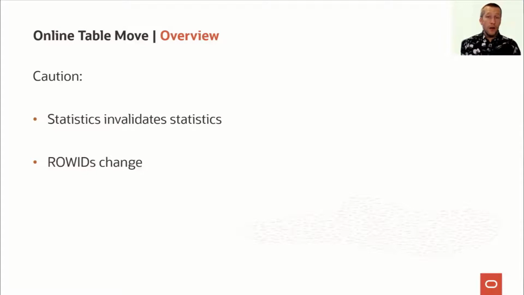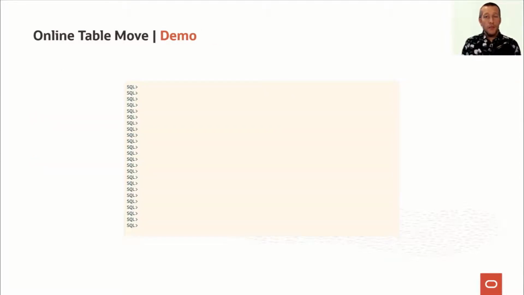Something you need to be aware of is that when you use alter table move, it invalidates the statistics. So once you have moved the data into a new tablespace, you should gather new statistics. Now, in addition to that, the row IDs are changing. So if your application is relying on the row IDs, not many do, but be aware, row IDs, they are actually changing.